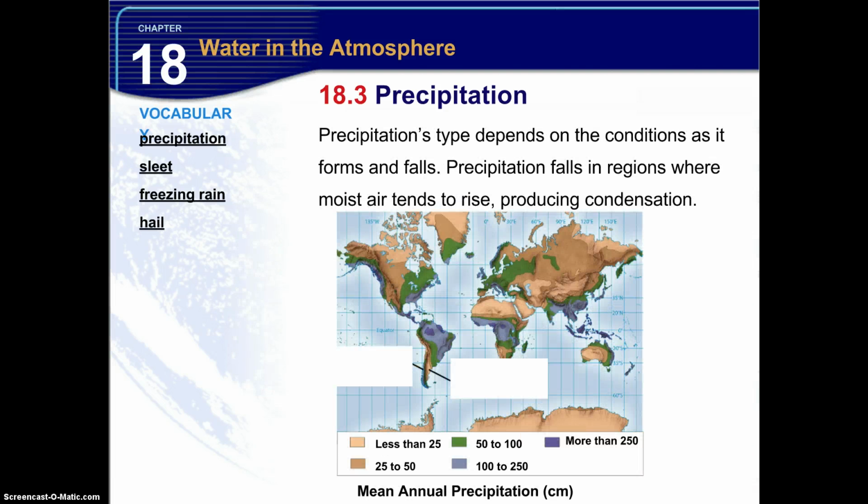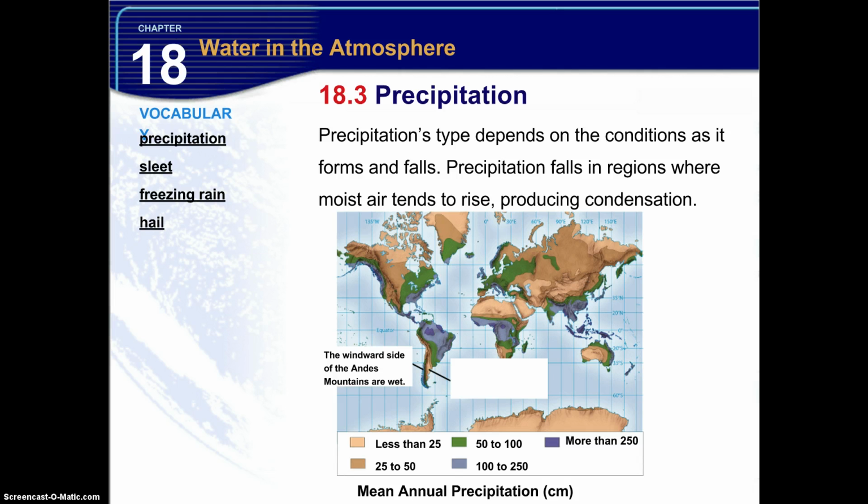Precipitation's type depends on the conditions as it forms and falls. Precipitation falls in regions where moist air tends to rise, producing condensation. If we take a look at this mean annual precipitation chart, we can see the different areas around the planet where precipitation occurs on an annual basis. So you see the light brown is less than 25 centimeters, and then the purple is more than 250 centimeters per year.